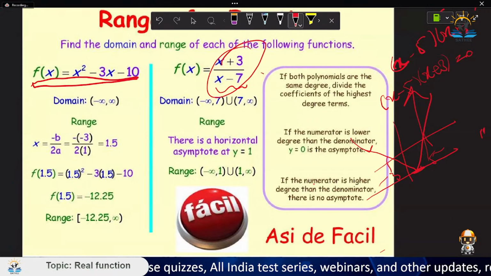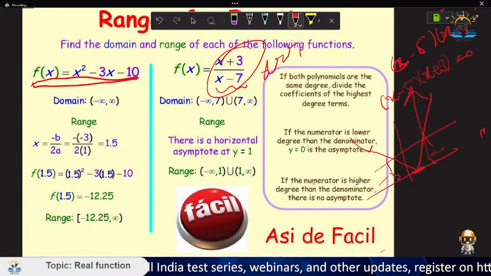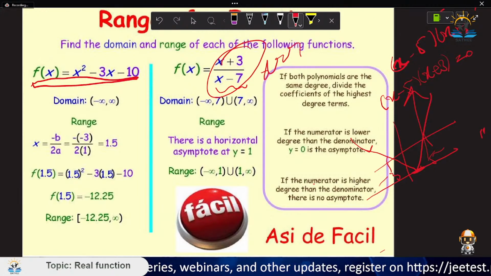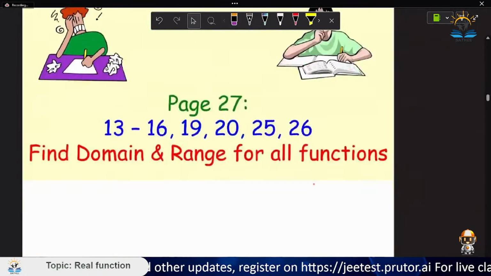Now calculating here, x cannot be equal to 7, because at 7 the function would go to infinity by division by 0, and that is not defined in mathematics. So we'll try to exclude 7 from the domain.